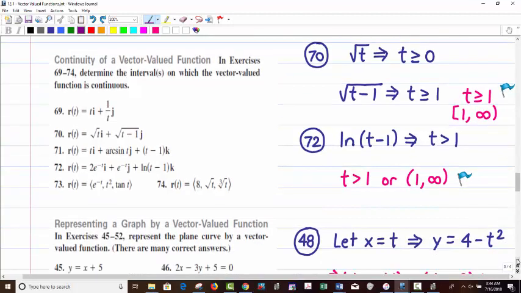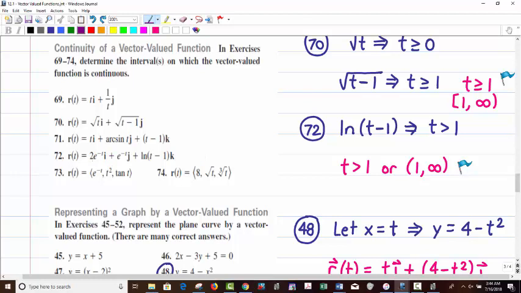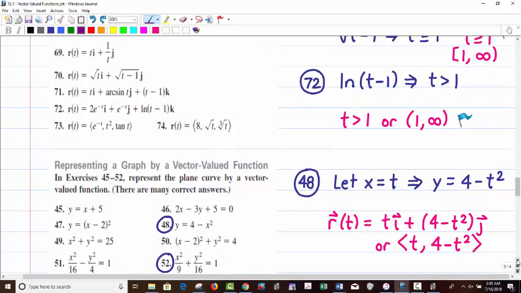And then for 72, first term, all real numbers. Second term, all real numbers, but the last one is going to affect it. You can only take the natural log of positive numbers. So with the square root, you can have the square root of 0, so t greater than or equal to 1 is okay. But here it's got to be t strictly greater than 1. So that would be where it's continuous for number 72 in this example.